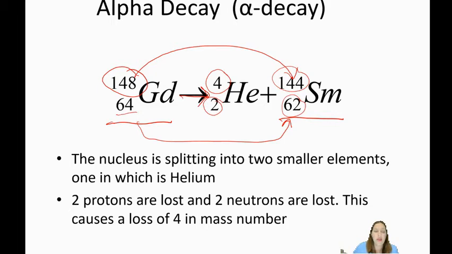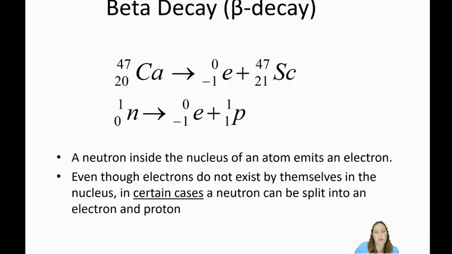So for an alpha decay, the nucleus is splitting into 2 smaller elements, one of which is helium. 2 protons are going to be lost, 2 neutrons are going to be lost, and so this results in a loss of 4 in your mass number.